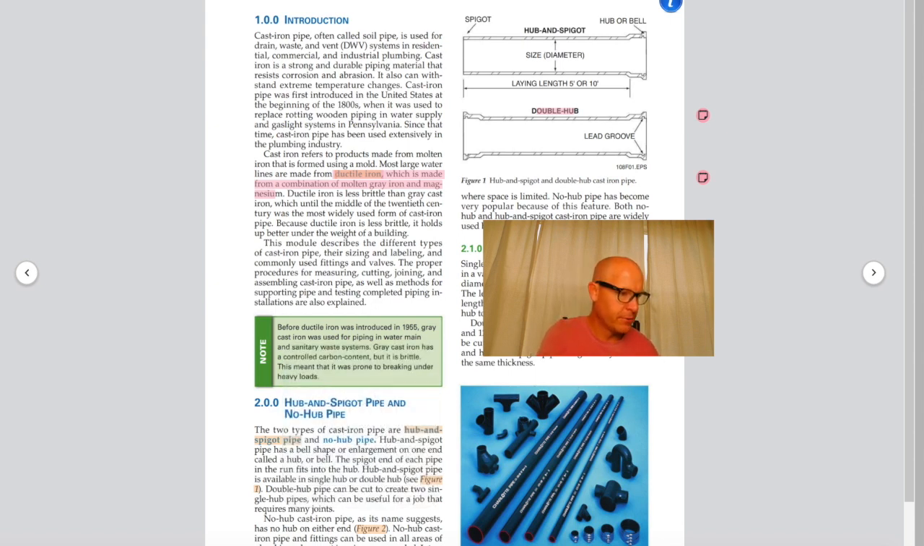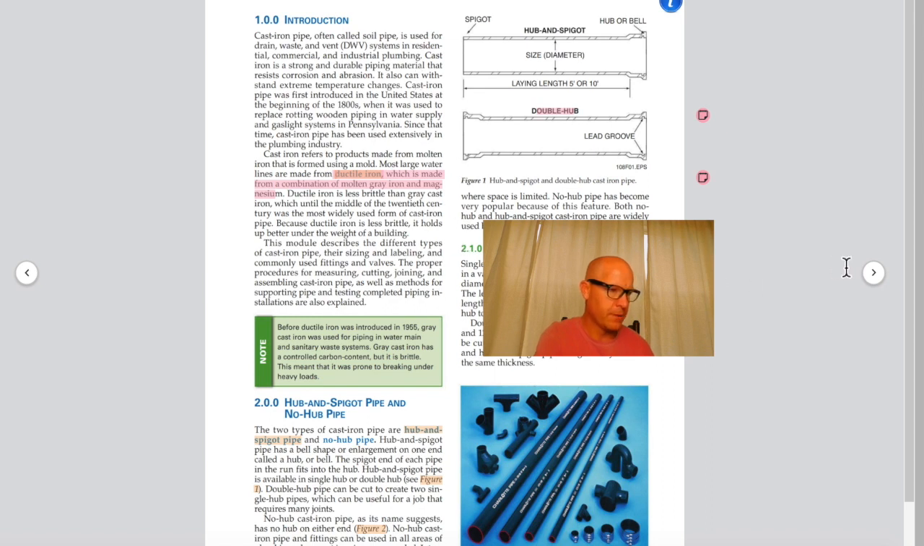All right, our first note talks about cast iron pipe and the products made from molten iron, and that form is changed into a mold. Most large water lines are made from ductile iron. So just know that ductile iron is made from a combination of molten gray iron and magnesium.